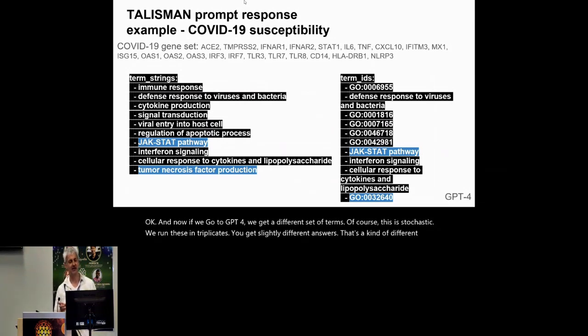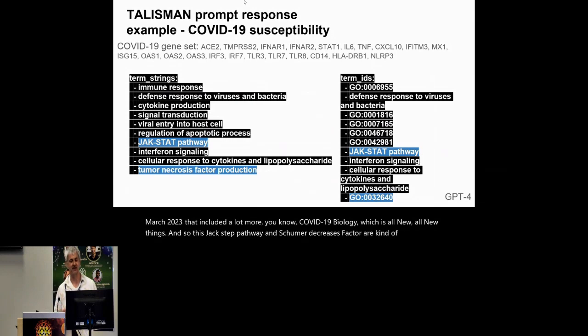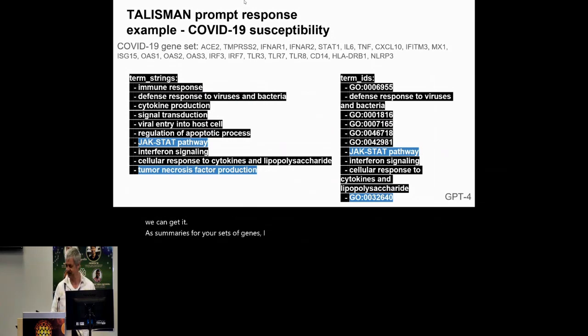But here in blue, I highlighted two pieces of biology for this later model that was released in March 2023 that included a lot more COVID-19 biology, which is all new things. And so this JAK-STAT pathway and tumor necrosis factor are kind of new pieces of biology, right, that appeared after this GPT-3.5 model. So new information is coming in, and we can get it as summaries for sets of genes. I think that was an interesting result.